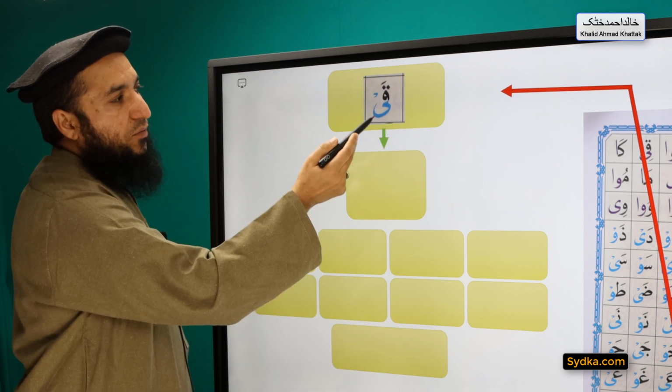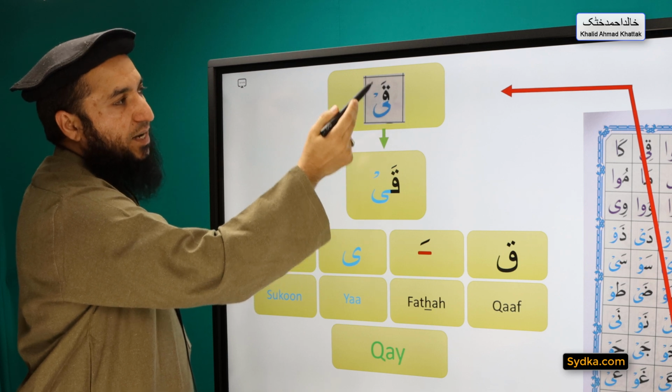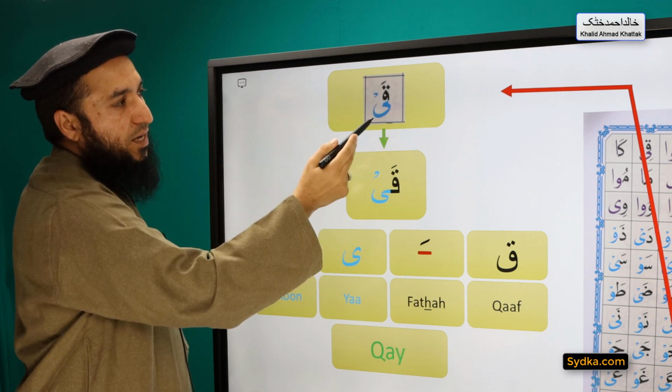The next syllable we have is Qaf Fatha Ya Sukun Qay. Qaf is a heavy letter, it has Fatha on top of it, it is followed by Ya, and Ya has a Sukun.